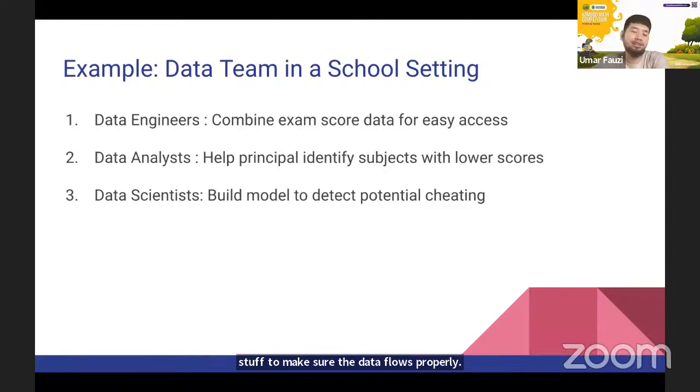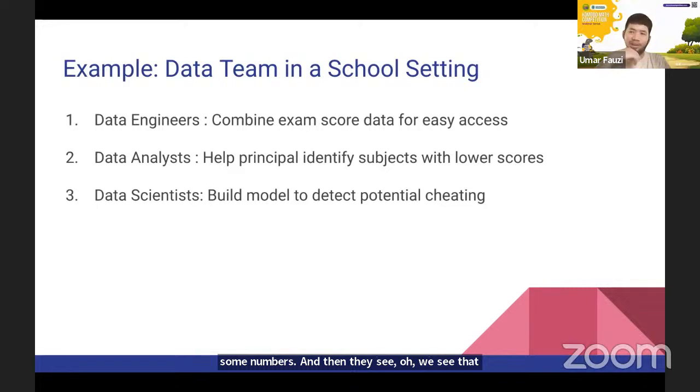Okay, then we have analysts. Let's say the principal sees that the average score is like 70%. I want to increase that. Hey, Mr. Analyst or Miss Analyst, could you help me identify which subjects have the lower scores? And then the analyst says, sure, and they run some numbers, and then they see, oh, we see that the lower scores are in math.